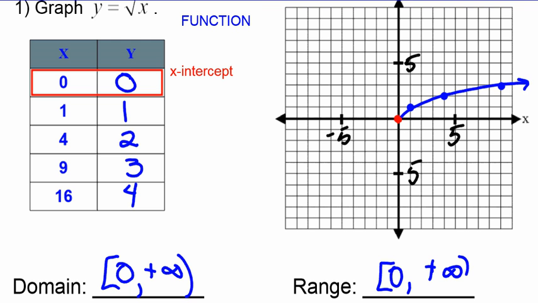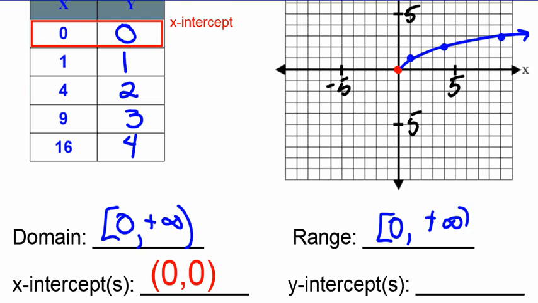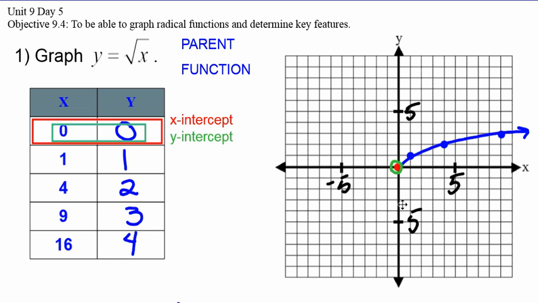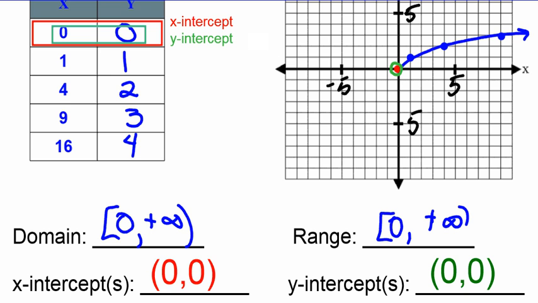So again, an x-intercept is an output of 0 touching the x-axis, and you write it as a coordinate. A y-intercept is an input of 0 crossing the y-axis. Again, you write it as a coordinate.